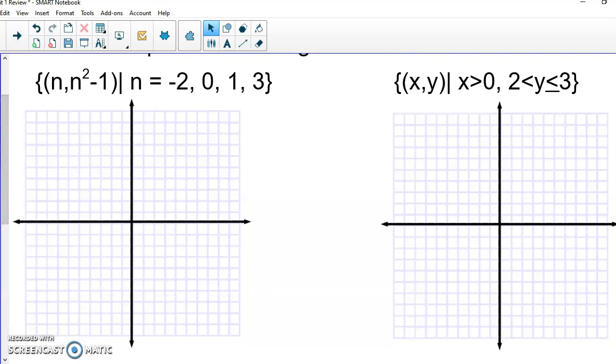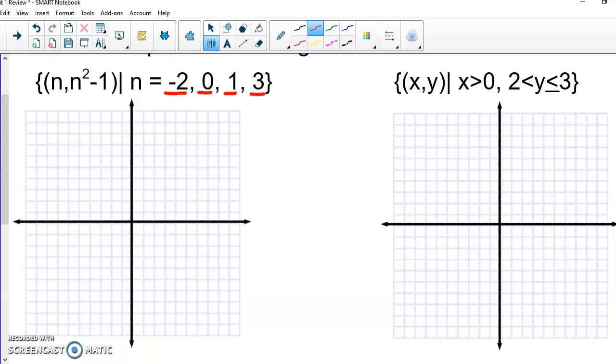So here I've got two relations I'm going to graph. The first one is the relation n minus n squared minus 1 such that n equals -2, 0, 1, and 3. This is telling me that I have a relation for which n can be -2, 0, 1, and 3. In order to find the ordered pairs that are part of this relation, we can use the substitution of n equals -2, 0, 1, and 3.